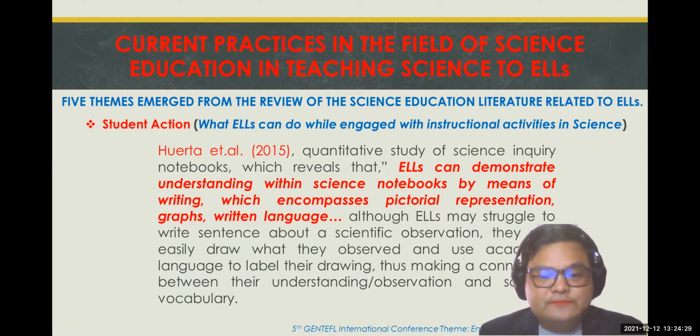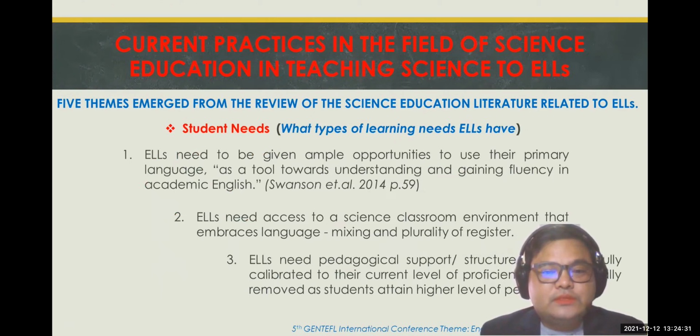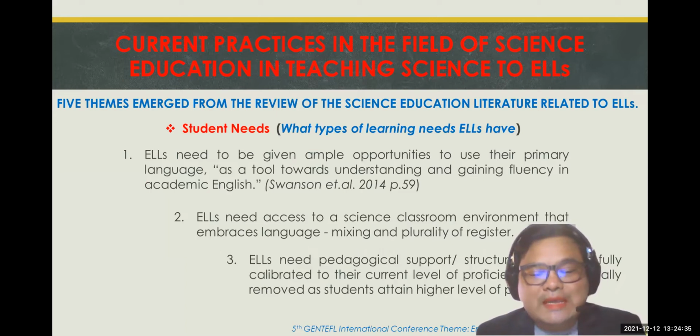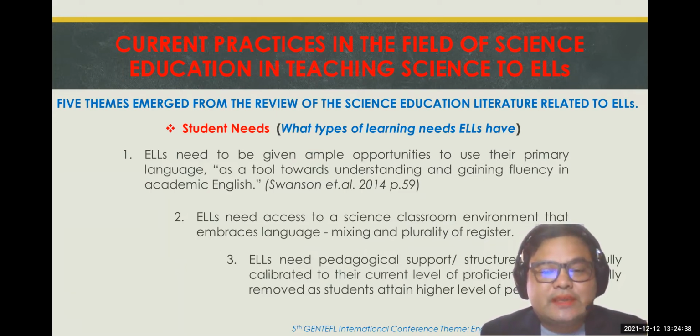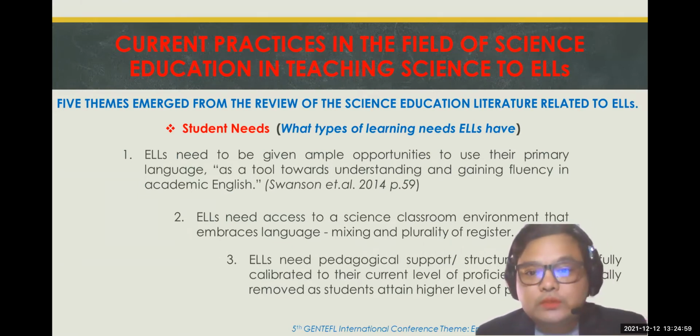Okay. Next one is, what are the students' needs? So what are the types of learning needs that ELLs have? The first one is that English language learners need to be given ample opportunities to use their primary language as a tool towards understanding and gaining fluency in academic English. This is according to Swan et al. in 2014.